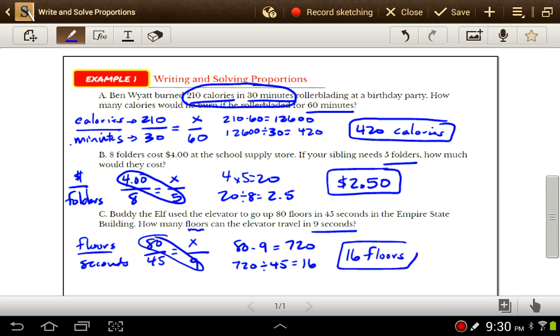Make sure you have the correct labels for each one. If you're not sure about the label, the question tells you how many floors, how many calories, how much the cost. Okay. If you need to go back and watch anything else, go ahead.